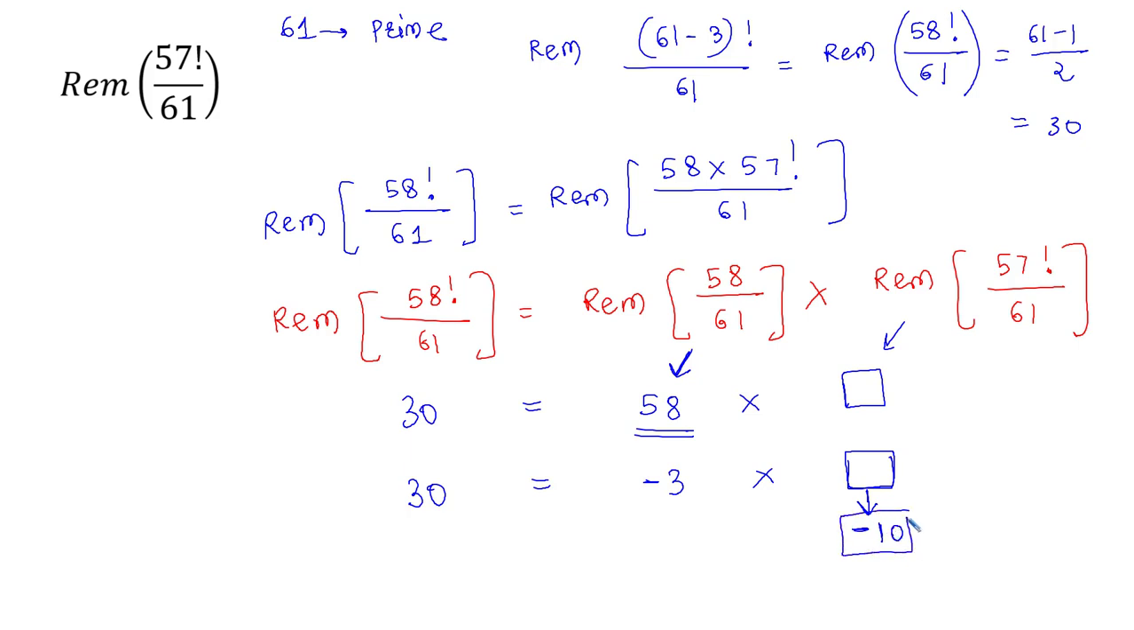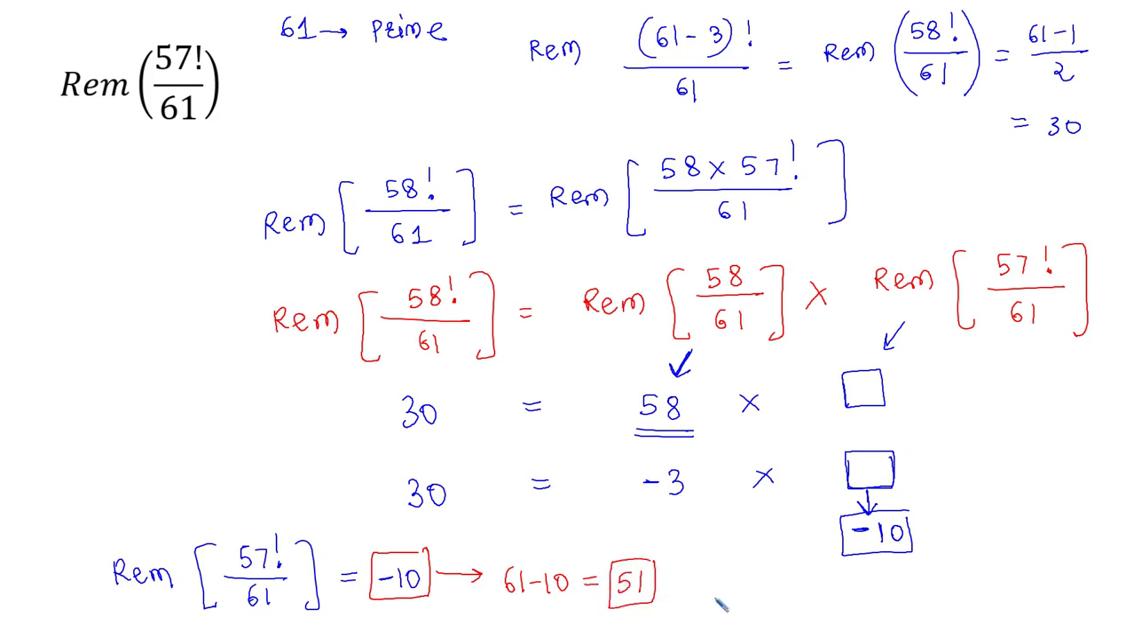So over here we can say that the remainder of 57 factorial divided by 61 is equal to minus 10. Minus 10 is a negative remainder here, so what will be the positive remainder? 61 minus 10, that is equal to 51, is the positive remainder. This is how we can solve this question.